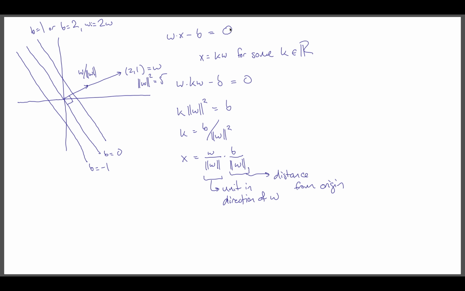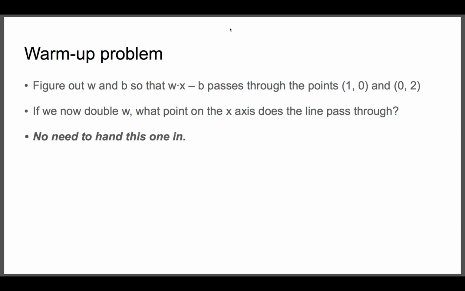All right, so now we're going to start working on some in-class exercises. Again, I made a post on Piazza with all of the links that you need to accomplish these exercises. So we'll start with a warm-up problem. No need to submit this one. But what we would like is, here's an axis, right? And here's the point (1, 0), and here's the point (0, 2).